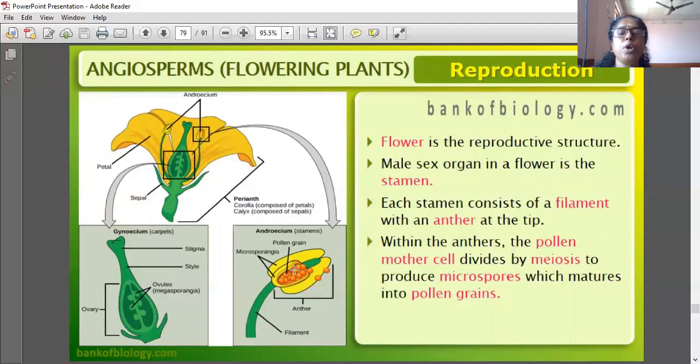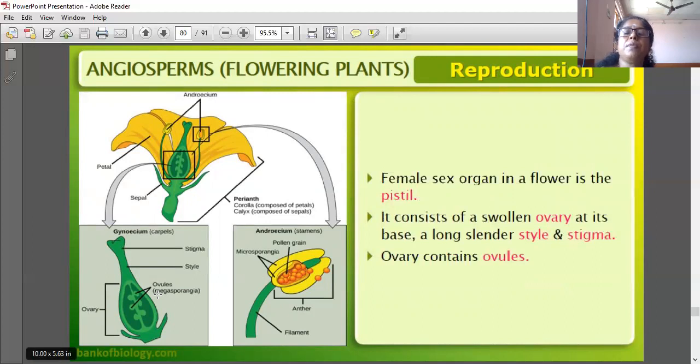Within the anthers, the pollen mother cell divides by meiosis to produce microspores, which mature into pollen grains. First microspores, then microspores develop into pollen grains. So, within the anther, two structures are there, filament and anther. The androecium stamen consists of a filament with the anther. In that anther, the pollen mother cells divide by meiosis to produce microspores which mature into pollen grains.